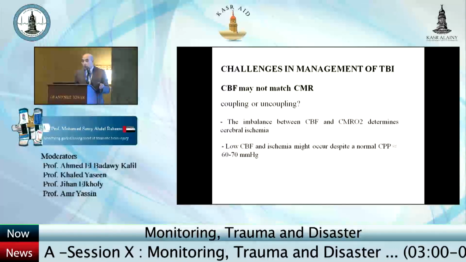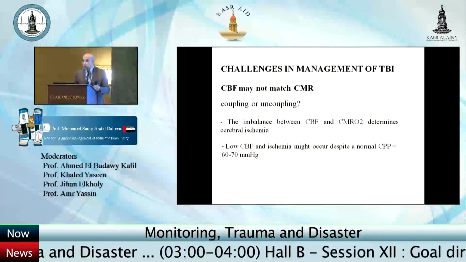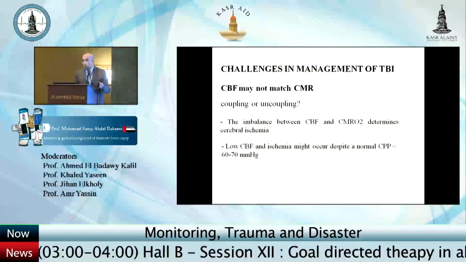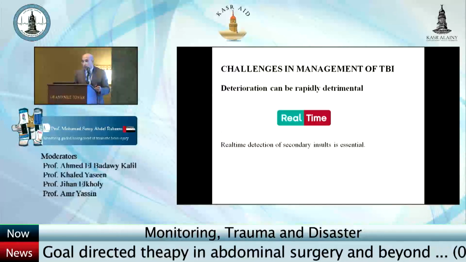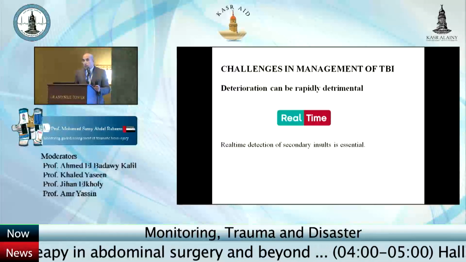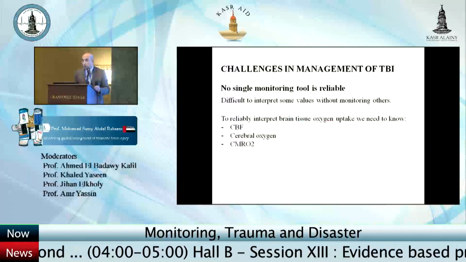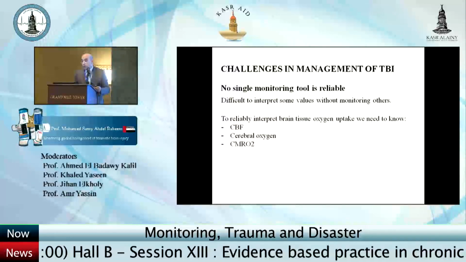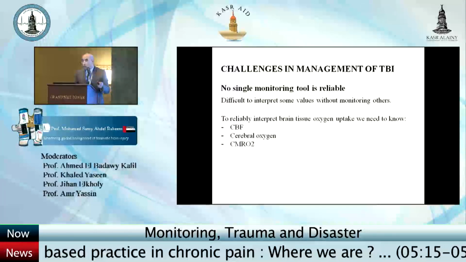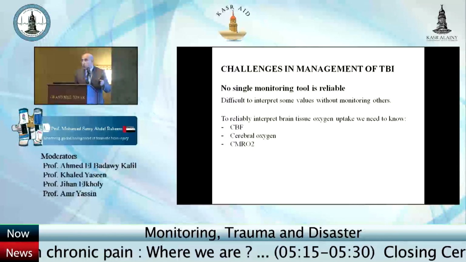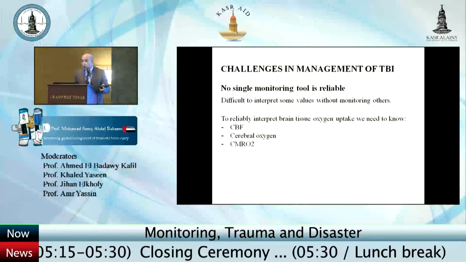Another challenge is that cerebral blood flow may not match cerebral metabolic rate. Either there is coupling, where both go in the same direction, or uncoupling, where there is a lot of flow and low metabolic rate, or reduced flow and increased demand with a high metabolic rate. Also, deterioration in these patients can happen pretty fast, and that's why we need real-time diagnosis of the problem and intervention to deal with it. And unfortunately, no single monitoring tool is reliable because, for example, if we need to know the brain tissue oxygenation, we cannot interpret it without knowing how much the cerebral blood flow is, how much oxygen is delivered to the brain, and what the cerebral metabolic rate is.